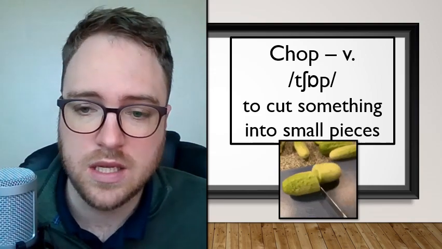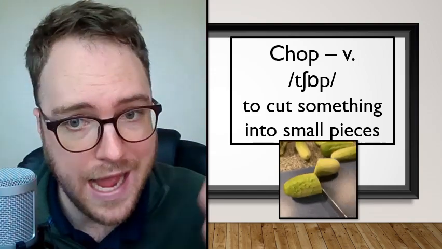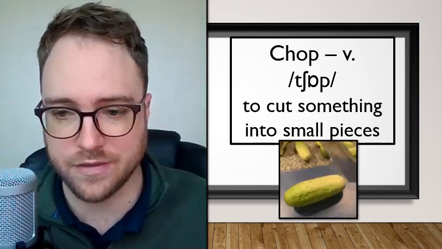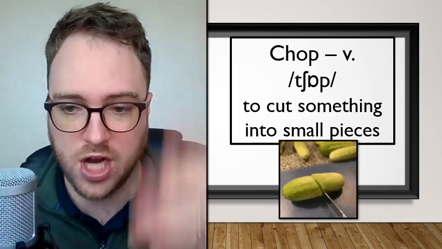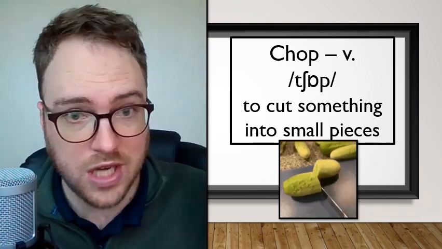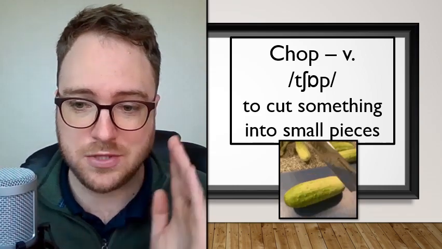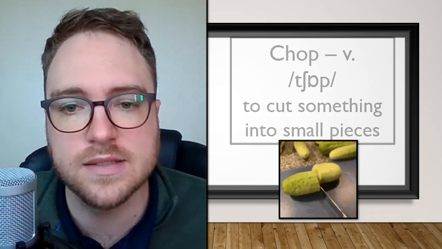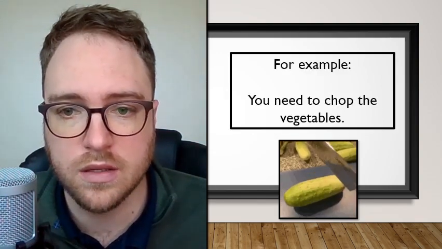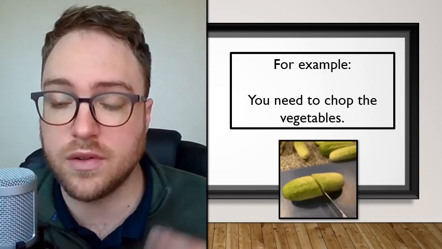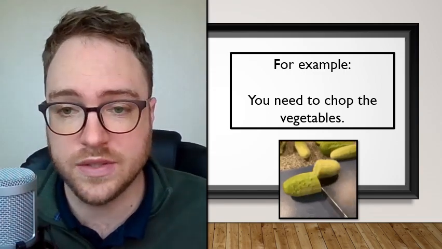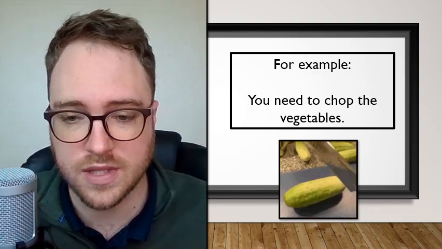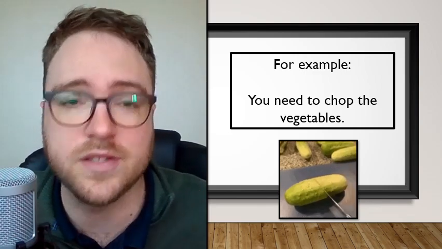Chop, the verb, the action, is just one action. One time. Chop. But if you chop many times, chop, chop, chop, then you are cutting something into small pieces. So for example, it says right here, you can use it like this. You need to chop the vegetables. It means that you need to cut the vegetables into small pieces.